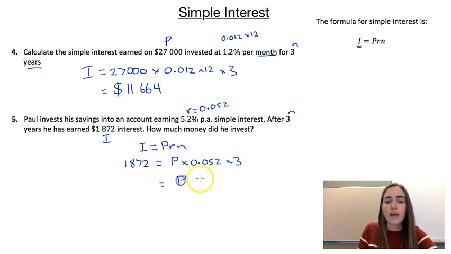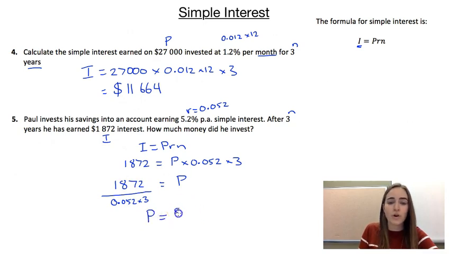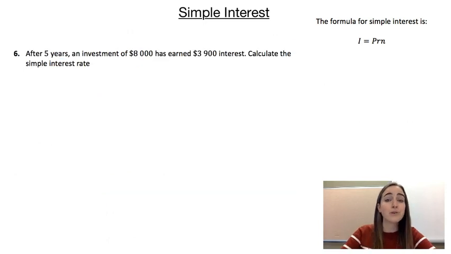So if I want to get P on its own, I'm going to have to divide everything by this whole section here. So I'm going to go 1,872 divided by that 0.052 times 3. So just make sure you're typing this into your calculator correctly. And we should end up with a principal of $12,000. Let's do one more example.